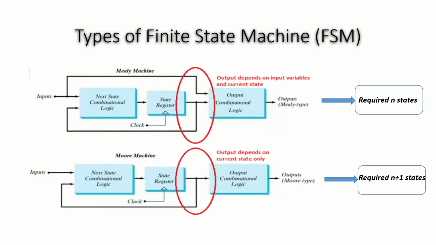Now there are two types of state machines: one is the Mealy machine and the other is the Moore machine. The Mealy machine output depends on the input variables and the current state, whereas the Moore machine output depends only on the current state. In the Mealy machine, if we have n bits to be detected, we require n states, whereas in the Moore machine we require one additional state, that is n plus 1 states.